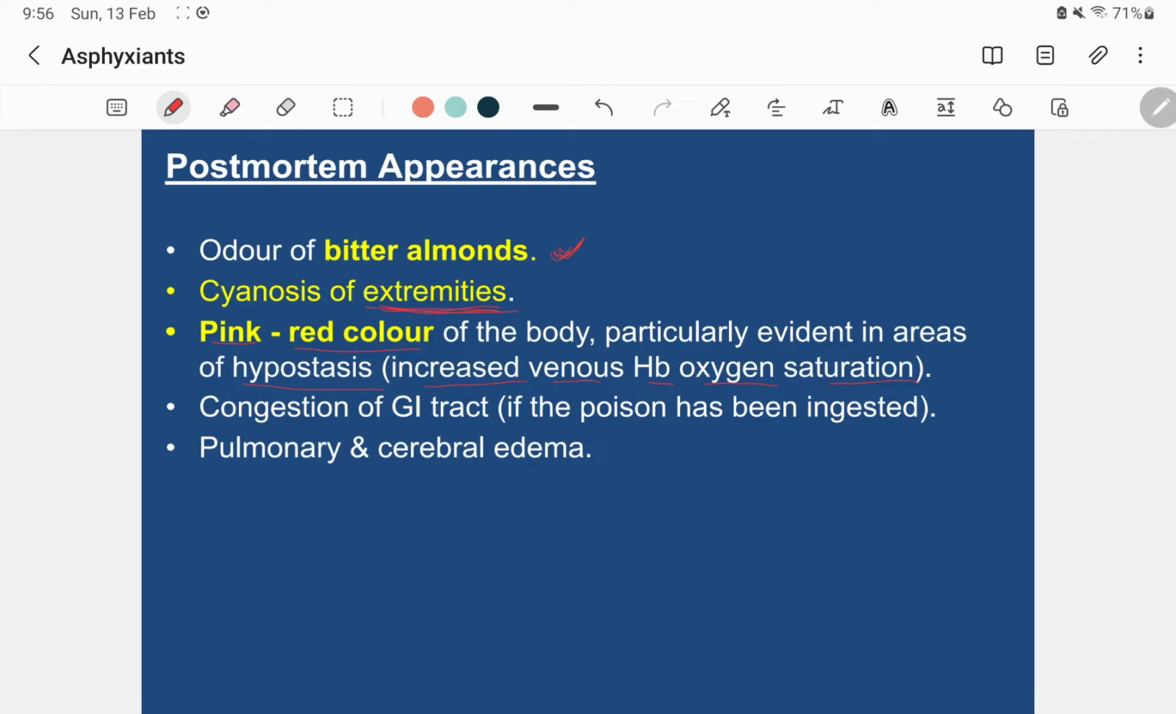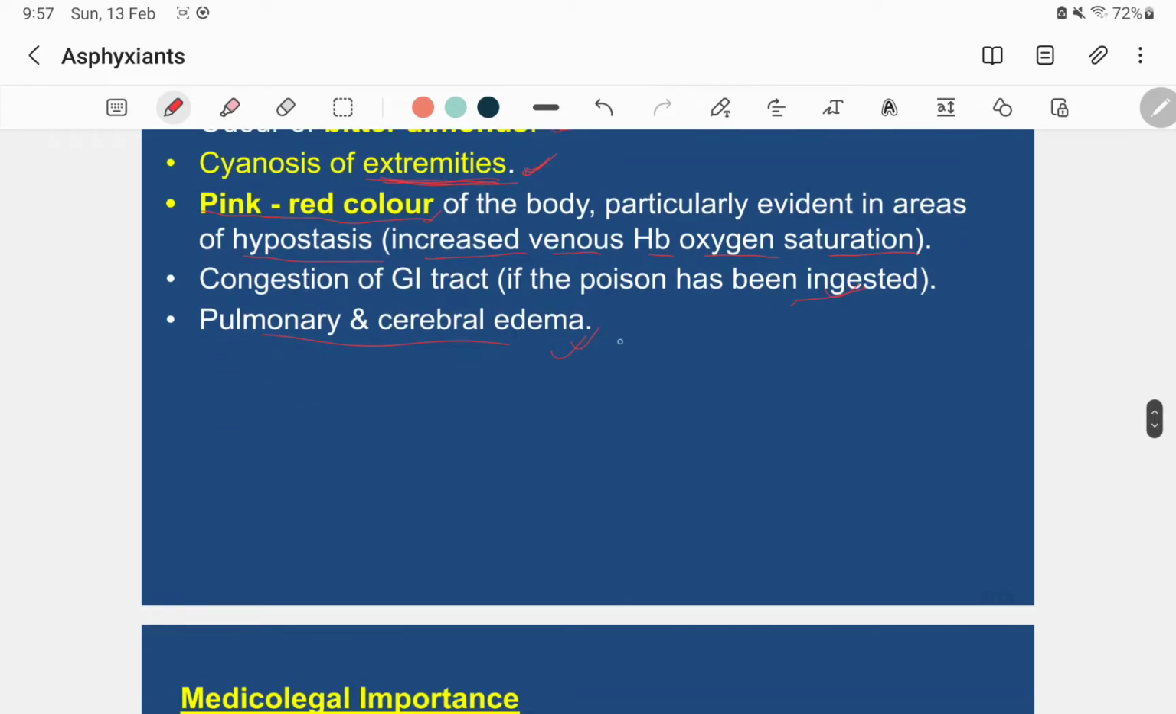So pink or red color of the body, particularly evident in the area of the hypostasis. So this is very important. Hypostasis is a pinky red color. And then congestion of the GI tract, if the poison has been ingested. And then cerebral and pulmonary edema. So the bitter almond odor, and then cyanosis of the extremities, and then pink red color in the hypostasis. This is an MCQ question. So pink red or cherry red is seen in cyanide poisoning. And then GI congestion, and then edema of the lungs and the brain, cerebral edema.